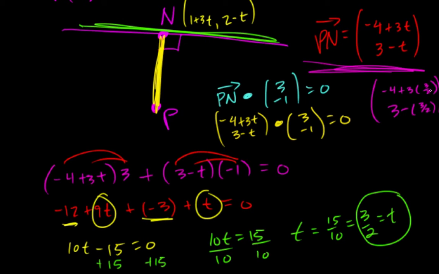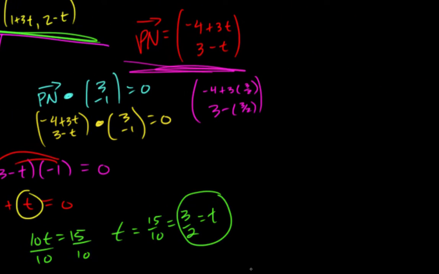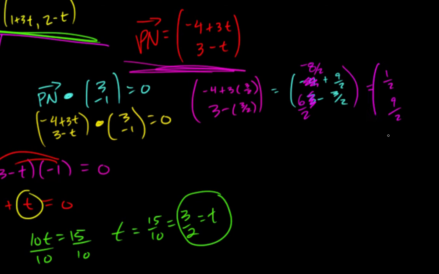So if we multiply that, let's actually just go to the side. Okay, we multiply that, it's going to still be negative 4 plus 9 halves, and then 3 minus 3 halves. If we get common denominators, this is going to be negative 8 halves. We combine that, it's 1 half. And then if we do the same thing here, times by 2, we get 6 halves. Then we get 9 halves.